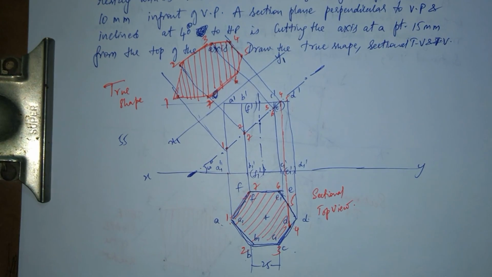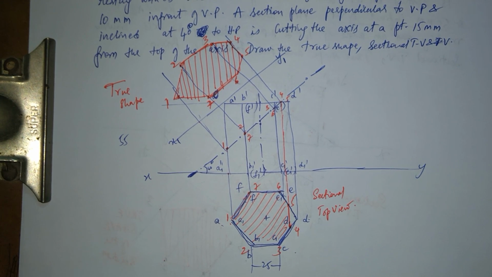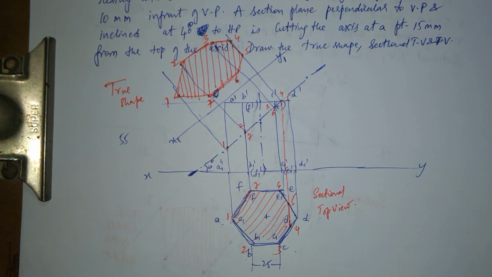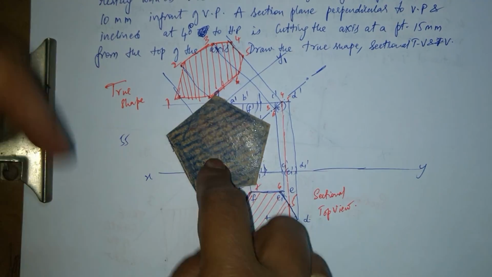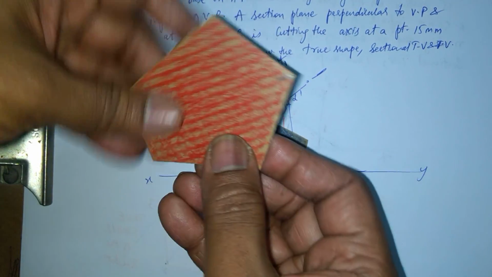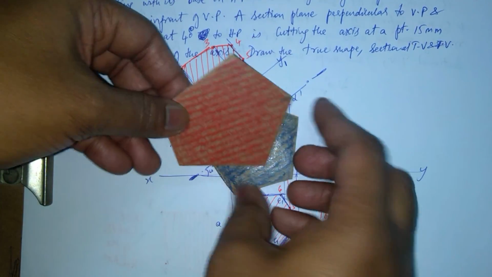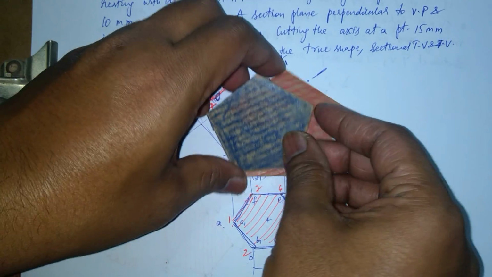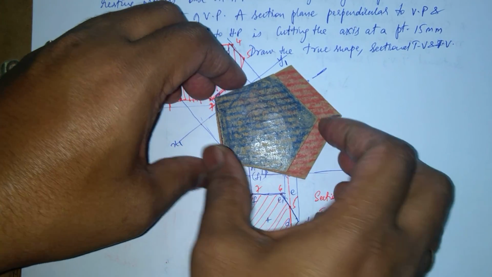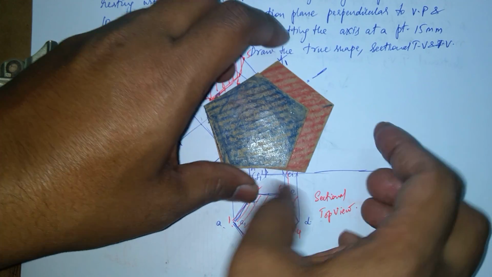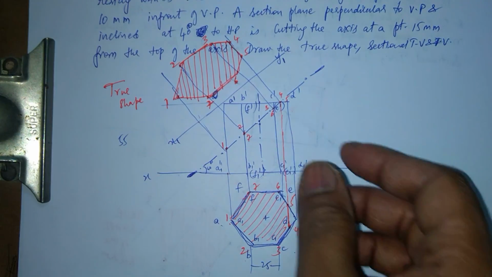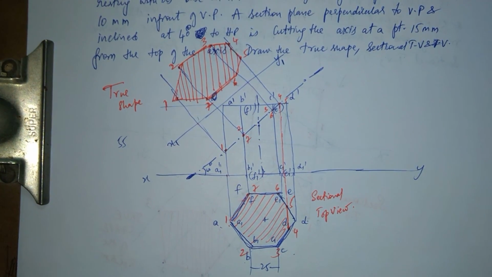Like you've seen the pentagon example which I gave you in the previous module. In the pentagon problem I showed you that this is the apparent shape and this is the true shape. There's a difference between the true shape and the apparent shape. Apparent shape is shorter, true shape is a little longer. So this is about the pentagon problem.